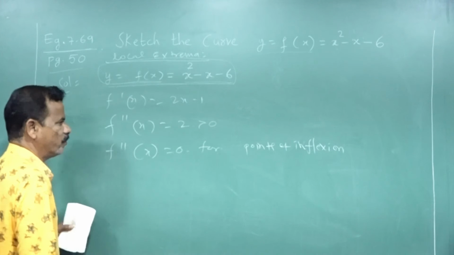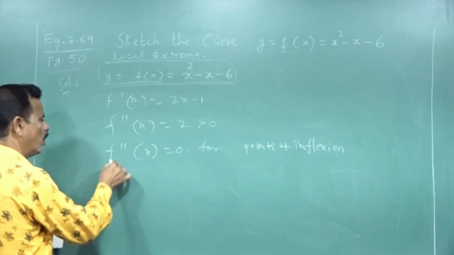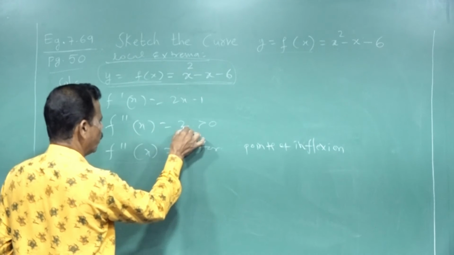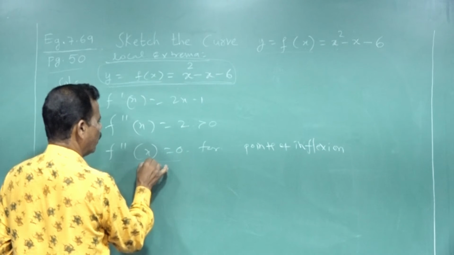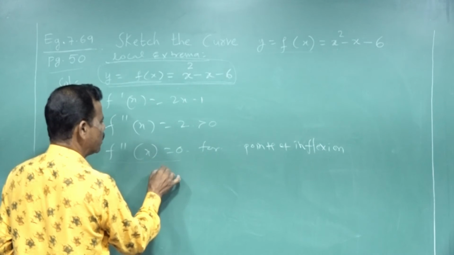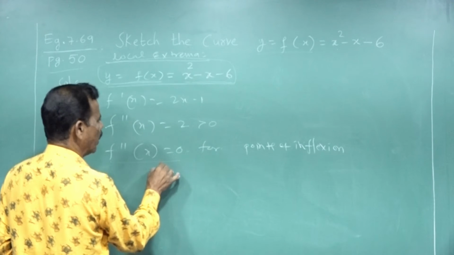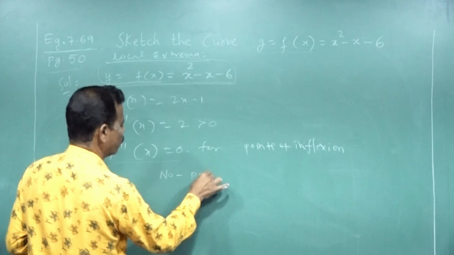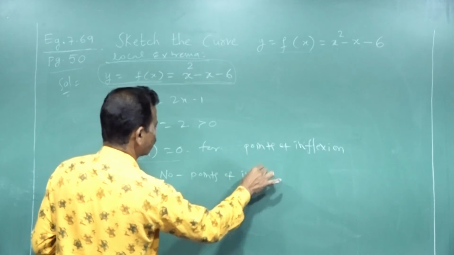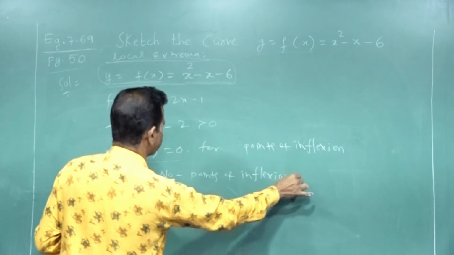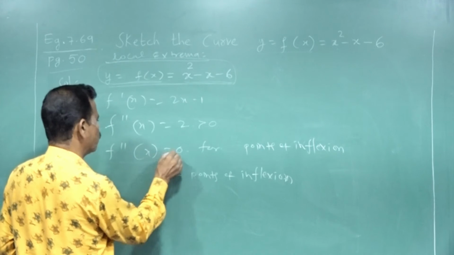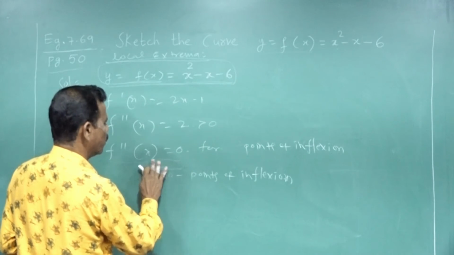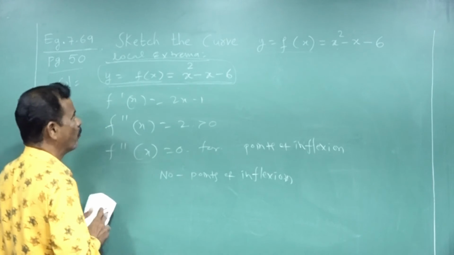For points of inflection, we set f double dash x equal to 0. Actually f double dash x is equal to 2 here, so no particular value comes. That's why this function does not have points of inflection. If f double dash x is equal to 0, that means 2 is equal to 0, which is not possible, so it does not exist. That's why there are no points of inflection.